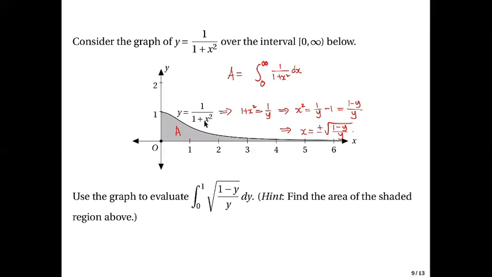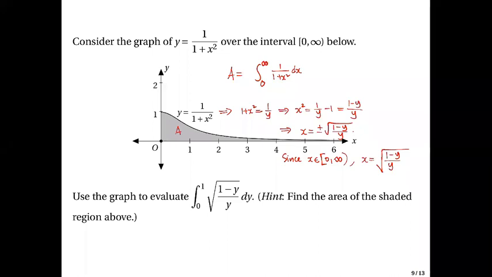So since x belongs to the interval 0 to plus infinity, we just take the positive here. X is simply square root of 1 minus y over y. Okay?